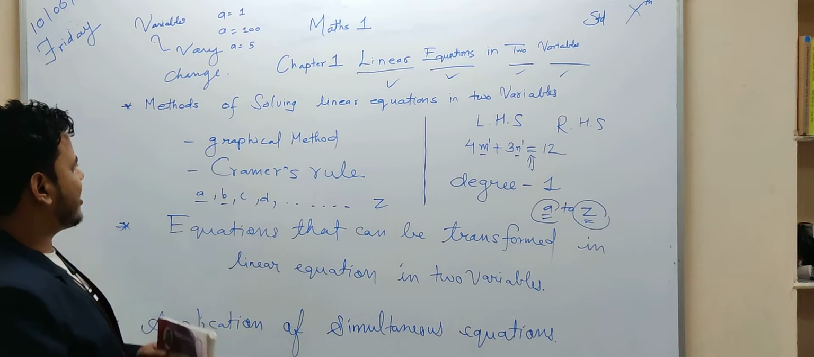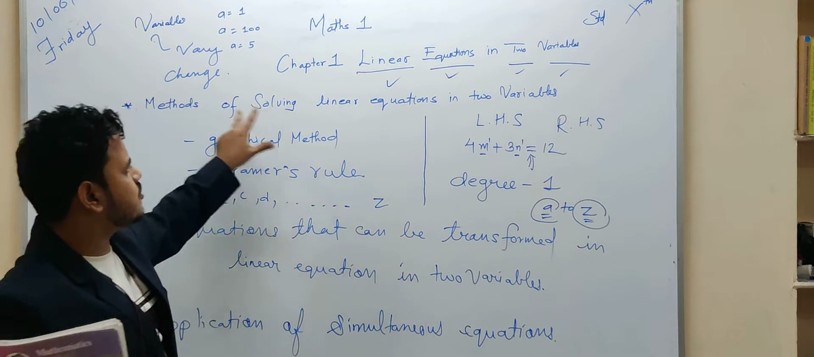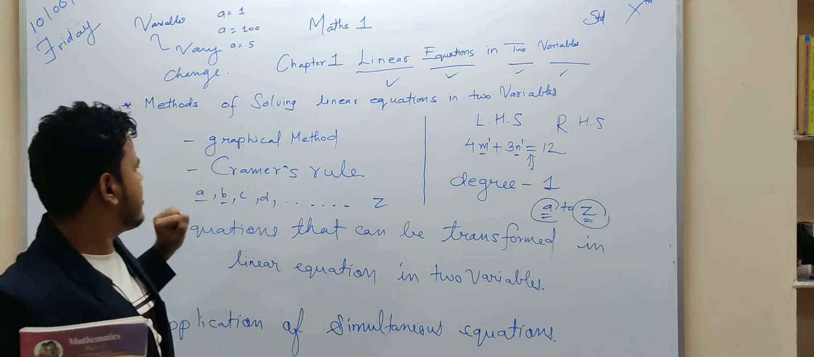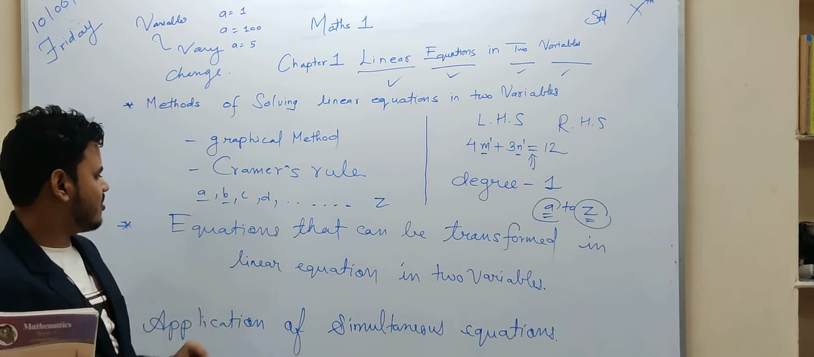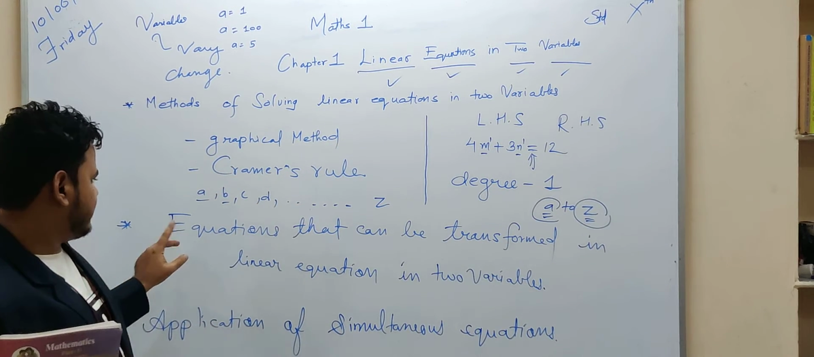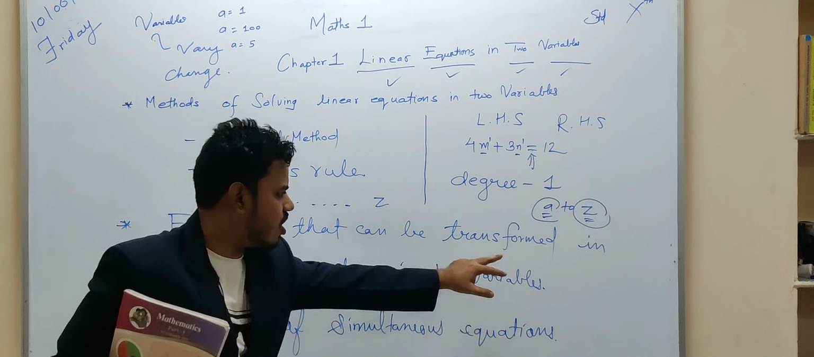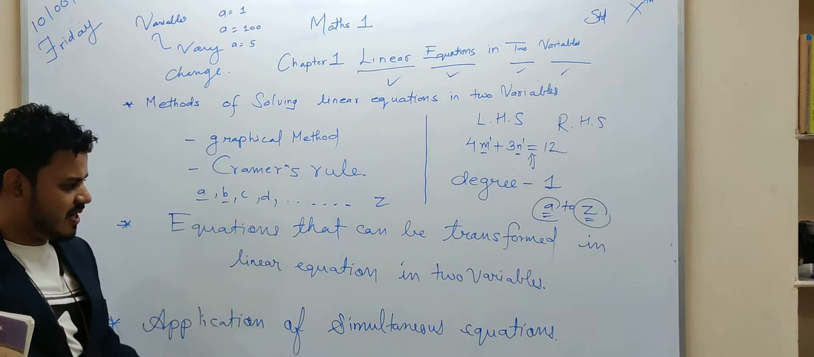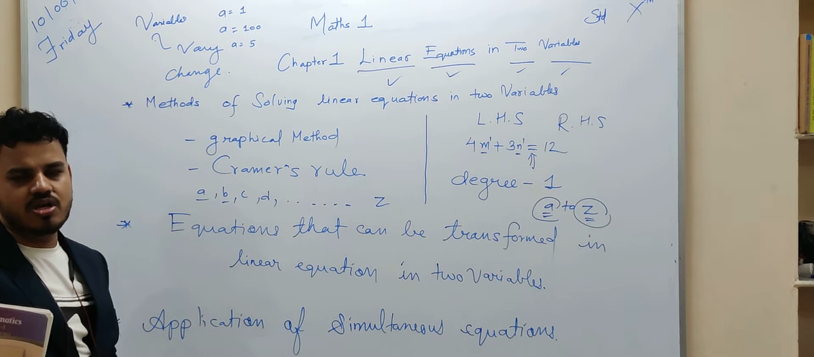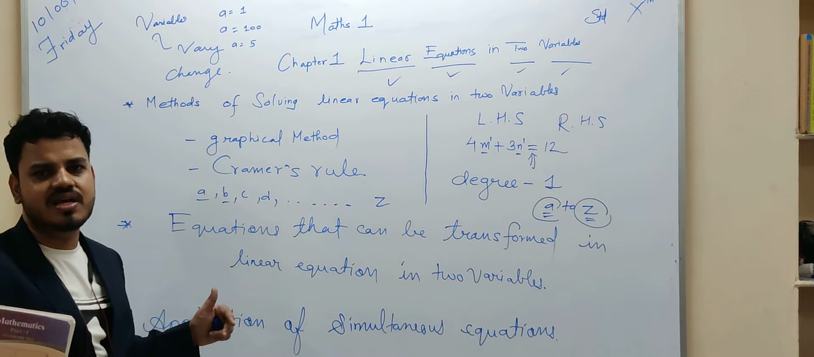Okay, so in this chapter we are going to study methods of solving linear equations in two variables. In that, the graphical method is there, and Cramer's rule is there. Then equations that can be transformed into linear equations in two variables, and then application of simultaneous equations. So this much we are going to learn in this chapter.